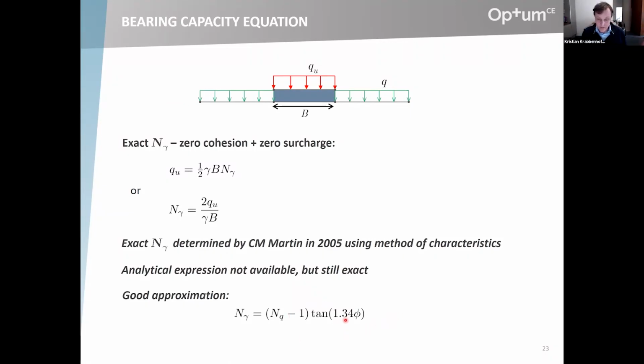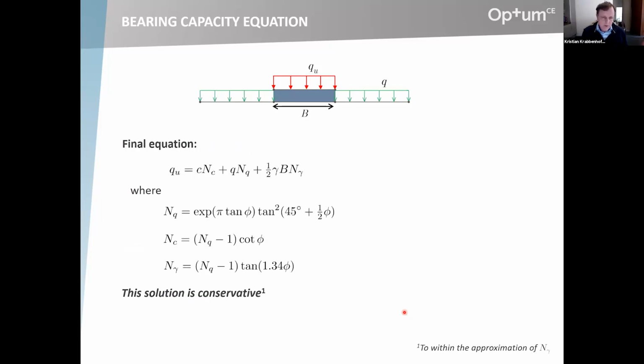It's actually very similar to the Meyerhof solution. It's just a factor of 1.34 instead of 1.4. So that's really good, and that gives us then a bearing capacity equation, which is conservative, but not that much on the safe side. In order to find out exactly how much on the safe side, or in order to solve this problem, there's really only numerical analysis, so full numerical analysis in one way or another.